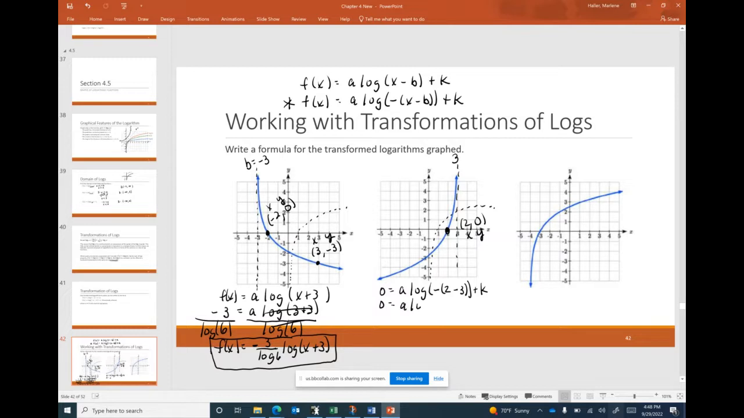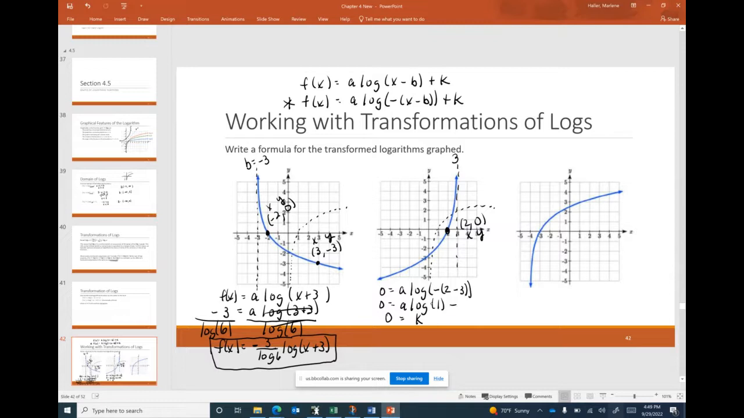0 then equals a times the log of 2 minus 3, that's negative 1. Oh, this is just a log 1 again. Well, that's nice. We have another example here where k is going to be 0, right? Log 1 is 0, 0 times a is 0. So we now know that k is 0. All right, so no k, that's just 0.